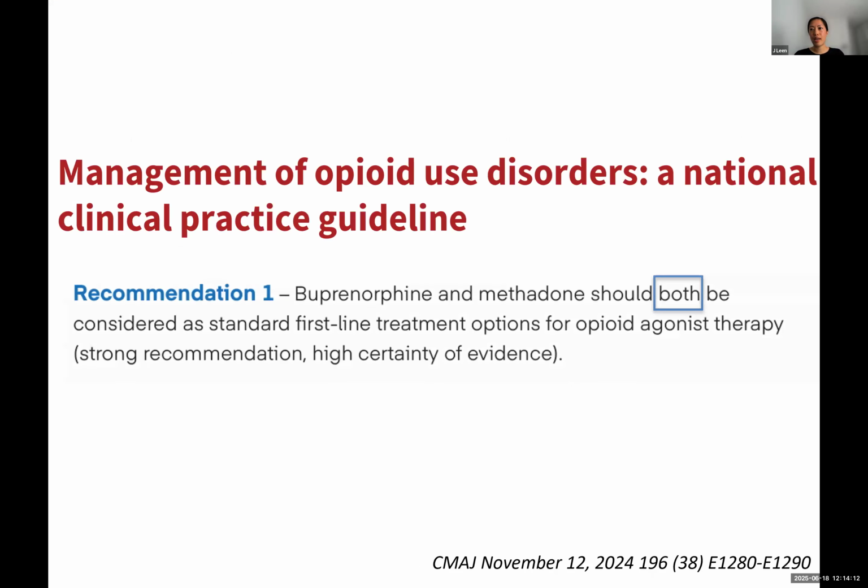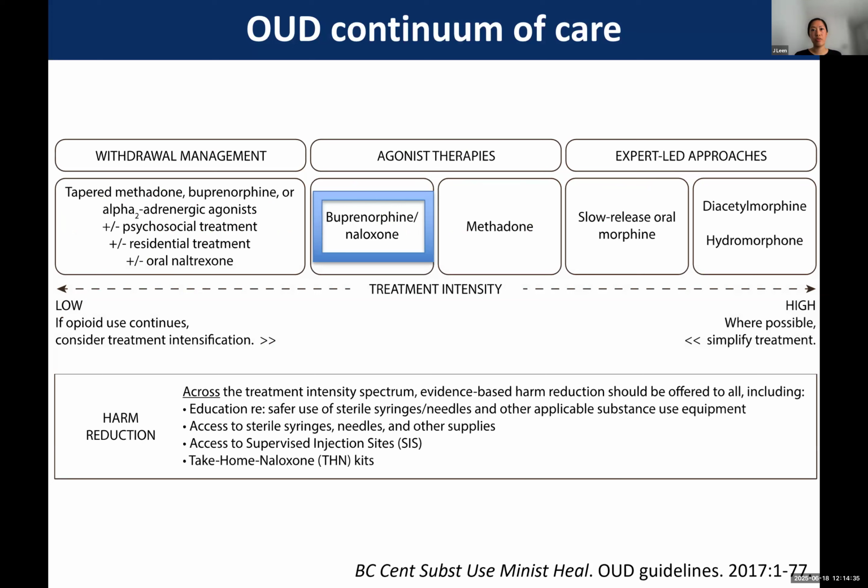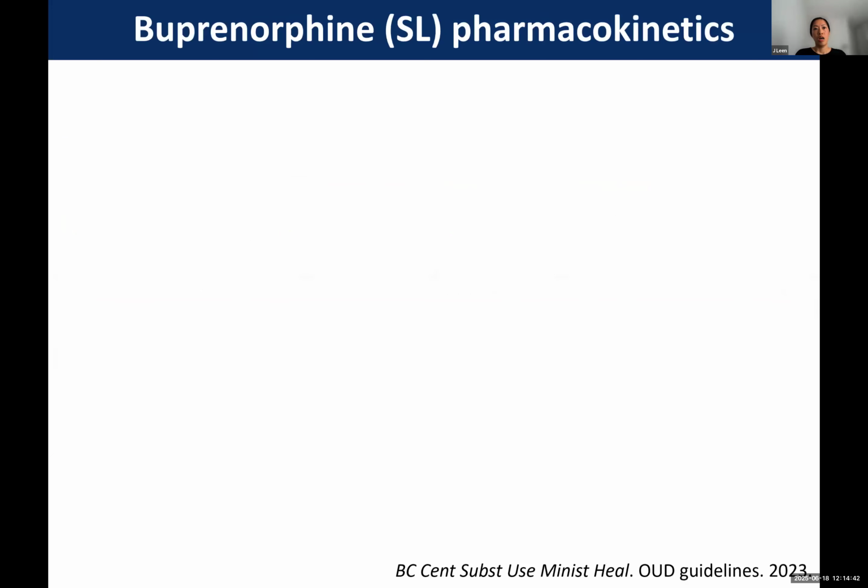So that's where opioid agonist therapies come in. In Canada, we have clinical practice guidelines to manage these patients. And the first recommendation is that buprenorphine and methadone both can be used and are considered equally to be first-line treatment options. It's just one part of the continuum of care for these patients, and we'll just be focusing on buprenorphine, and specifically the sublingual preparation.